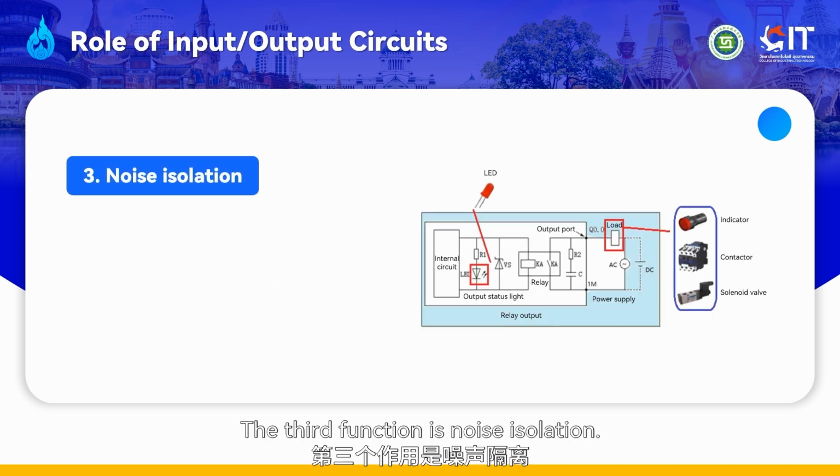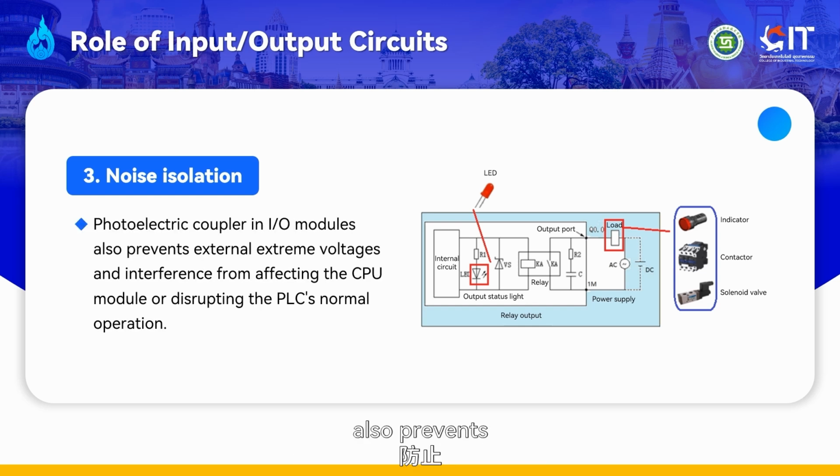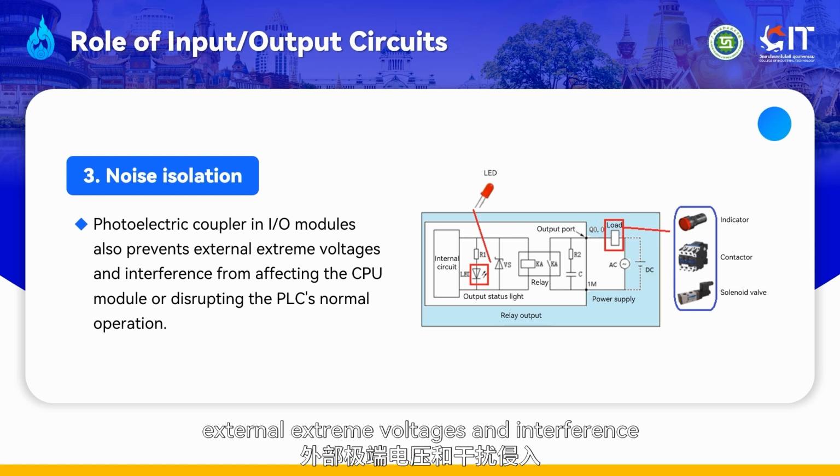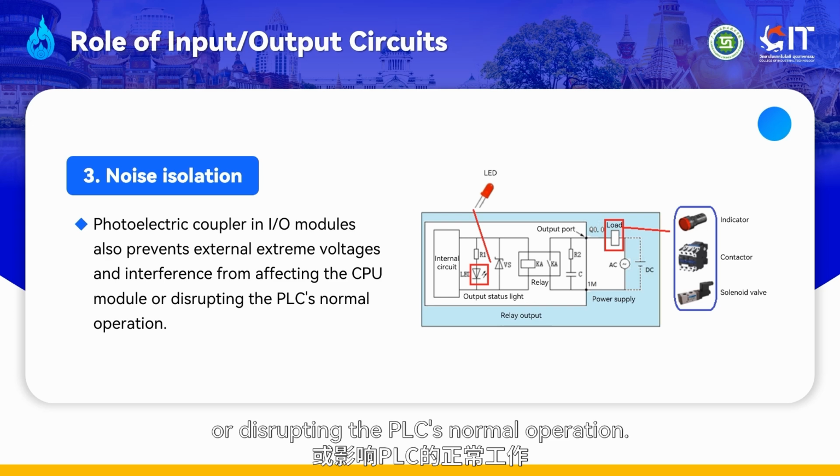The third function is noise isolation. Photoelectric coupler in I/O modules also prevents external extreme voltages and interference from affecting the CPU module or disrupting the PLC's normal operation.